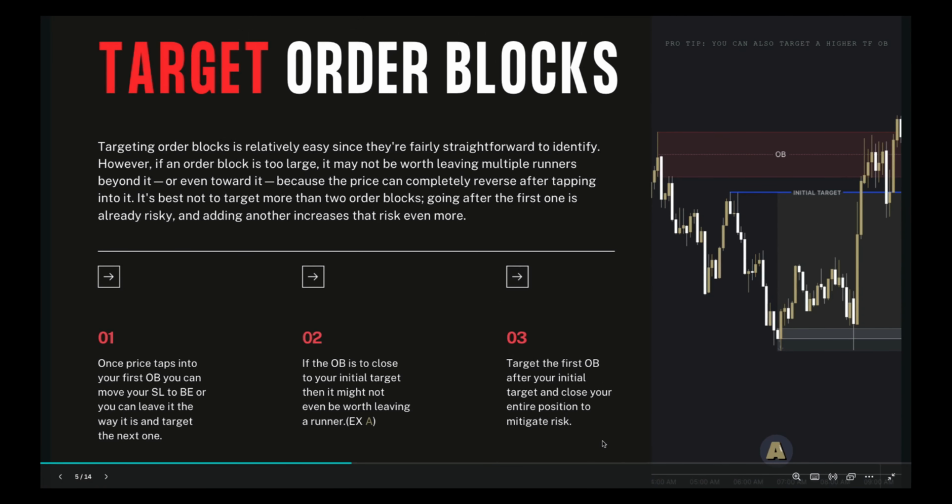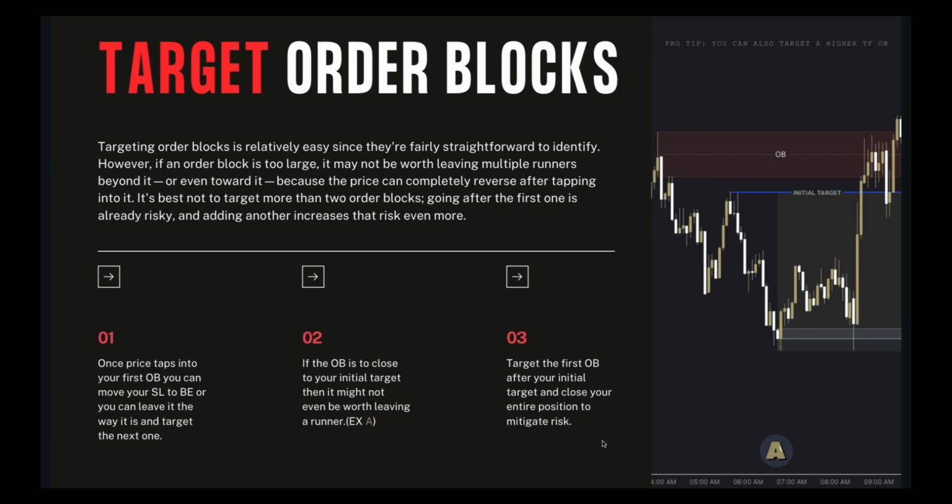All right, so what can you do to leave runners? Well, the first thing you can do is target order blocks. Targeting order blocks is relatively easy since they're fairly straightforward to identify. Well, for some people.